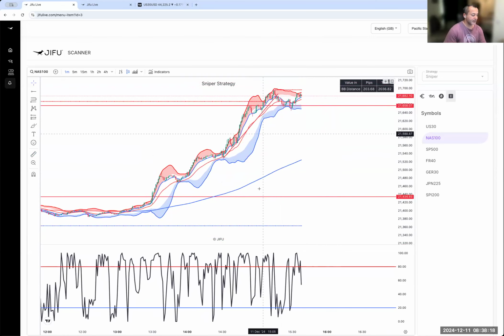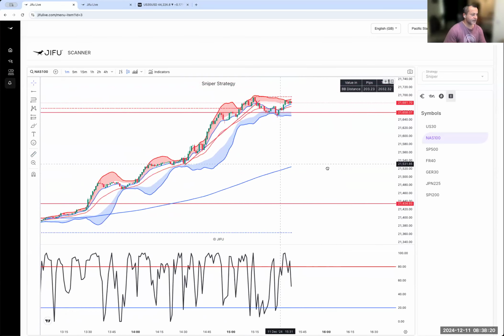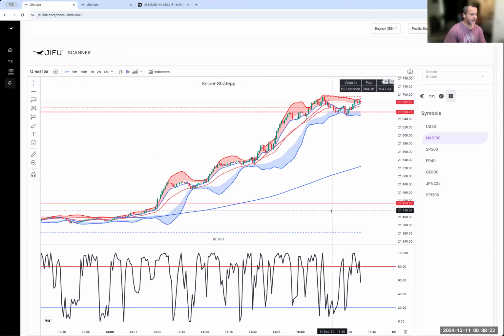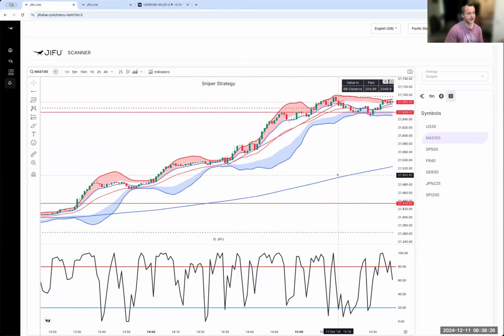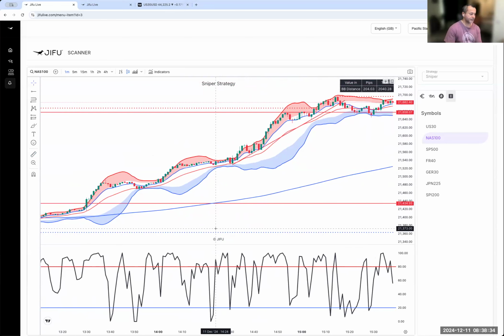But for NAS, there's one particular type of entry with this scanner that I prefer, and that I would suggest, if you're newer, that you try to stick to. And I'll show you a couple examples before the New York market open, and then we'll look at what happened after.